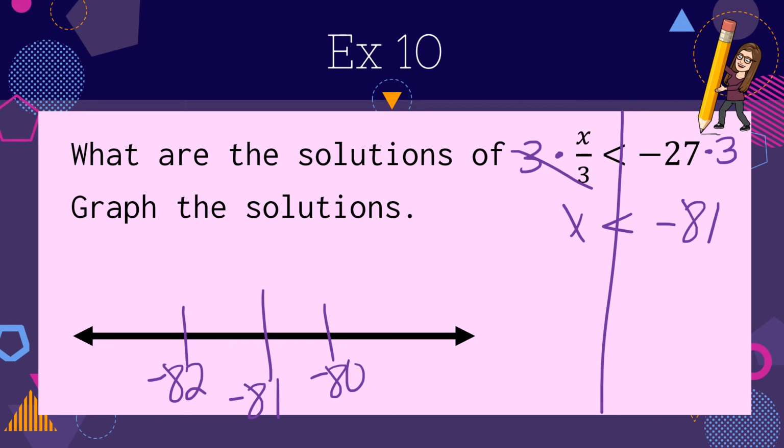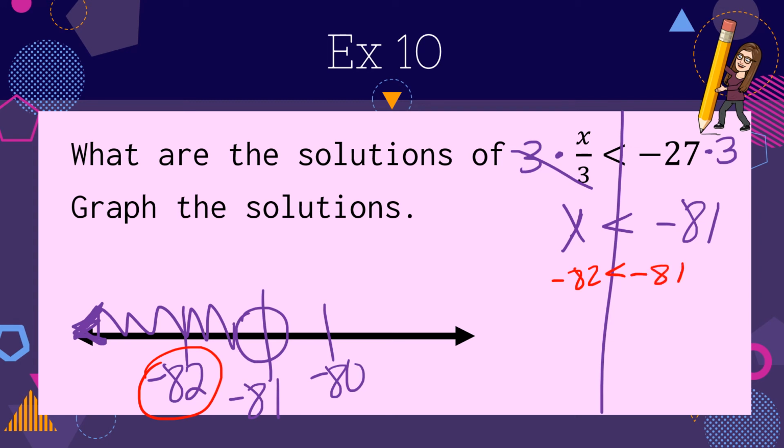Answer my two questions: open or closed? Open. And it says X is less than, so I'm going to go left. I want the numbers that are less than. Hey, here's another little tip. Negative 82, if I was to plug it in, is negative 82 less than negative 81? Yeah, it is. So I shaded the right way. I shaded negative 82. That's good. So if you're nervous about shading the right way, check your work.